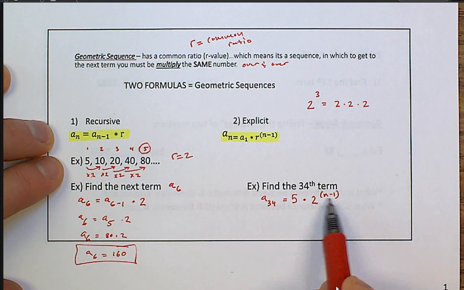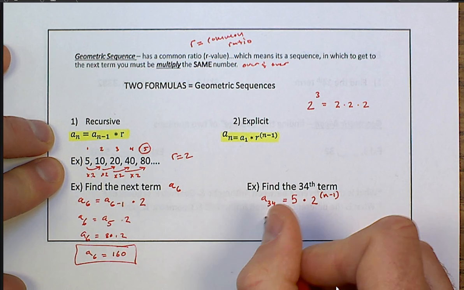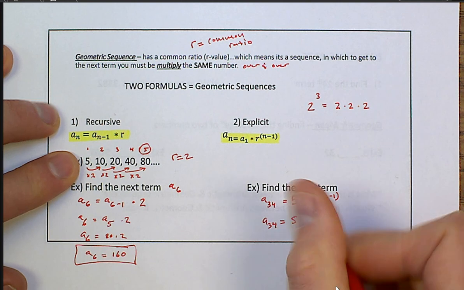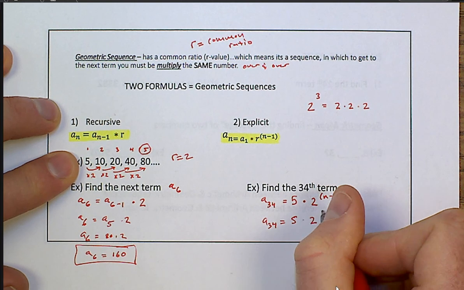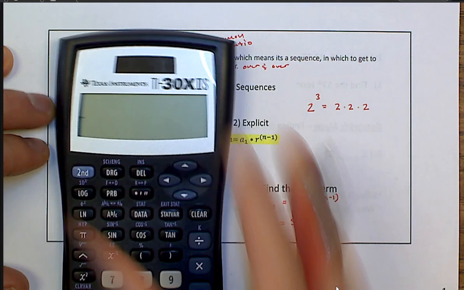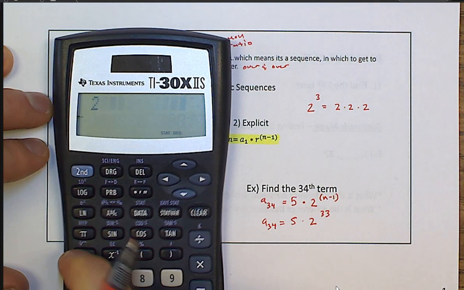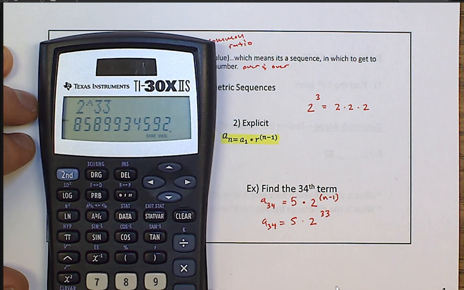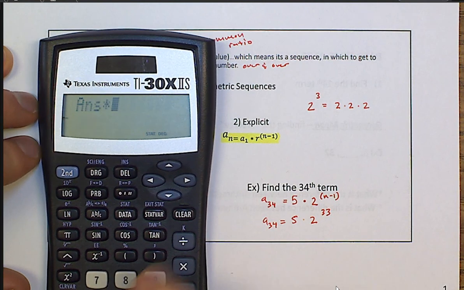That's why it's n minus 1. So the 34th term, I have to start somewhere. I have to start at 5. That's the first term. And I'm timesing that by 2, 33 times. So you just take your calculator out. 2 to the 33rd power is a massive number. And then I'm going to times that by 5. And I get something crazy.